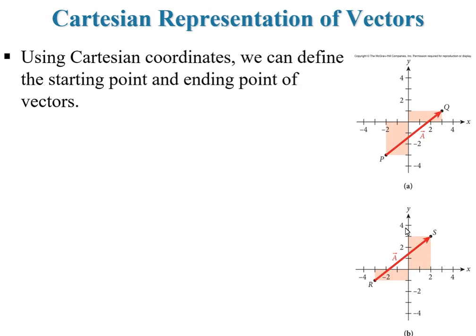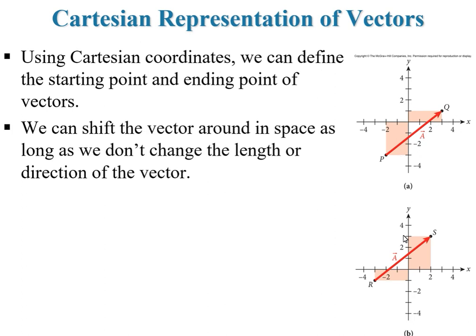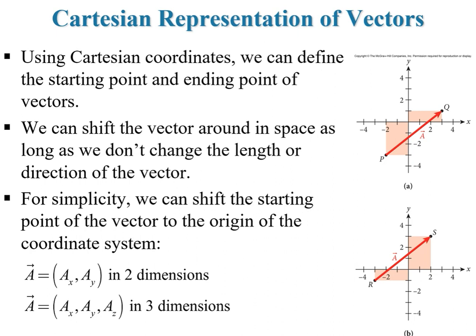So using Cartesian coordinates, we can define the starting point and the ending point of our vector. So where it starts, where it ends. We can shift the vector around in space as long as we don't change the length or direction of the vector. We can shift it from here to another part of our coordinate system. So for simplicity, we can shift the starting point of the vector to the origin of the coordinate system. So we can change it.